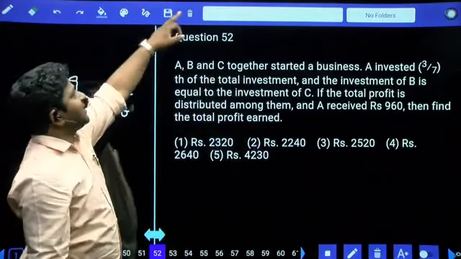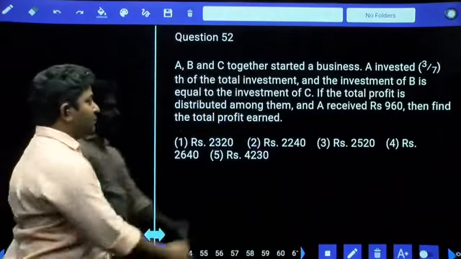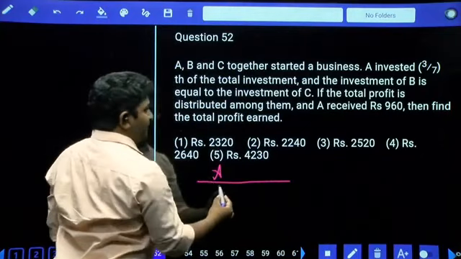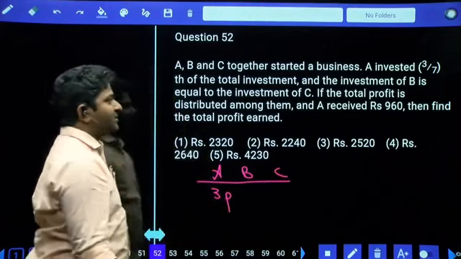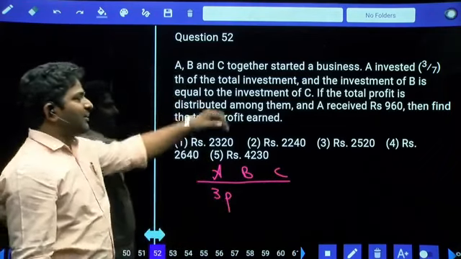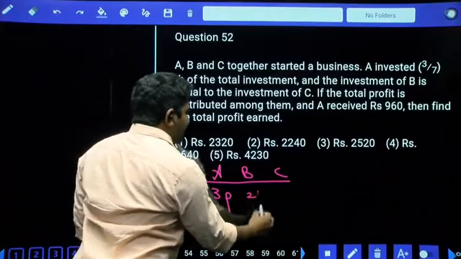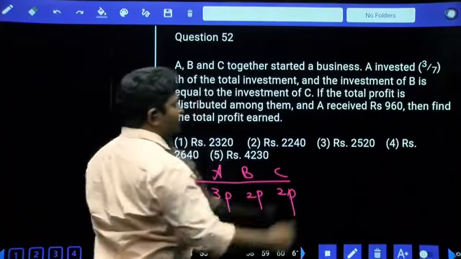ABC together started a business. A invested 3/7 of the total investment. So A itself invested 3 parts. Then B and C together should invest 4 parts. And the investment of B is equal to the investment of C. That means B should invest 2 parts and C also 2 parts.